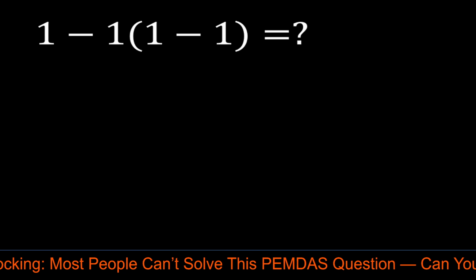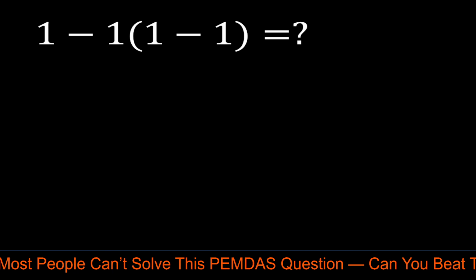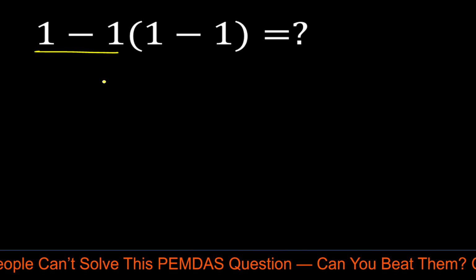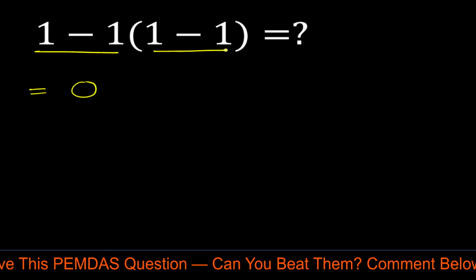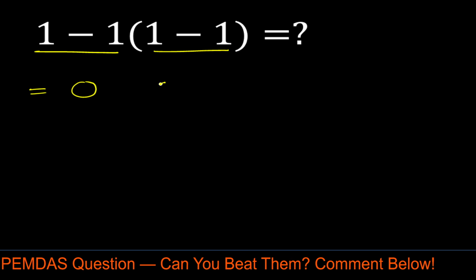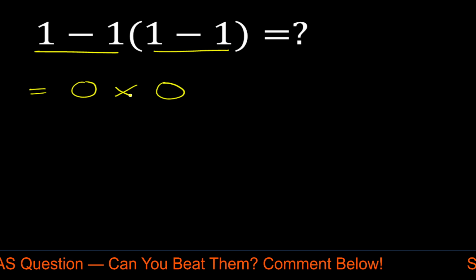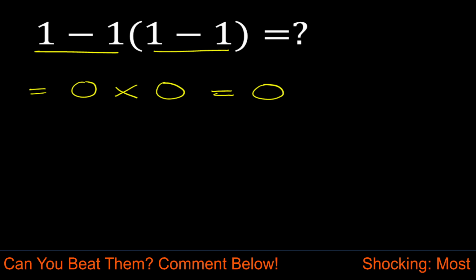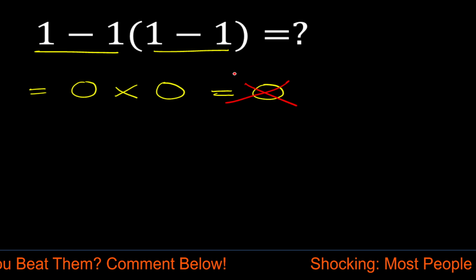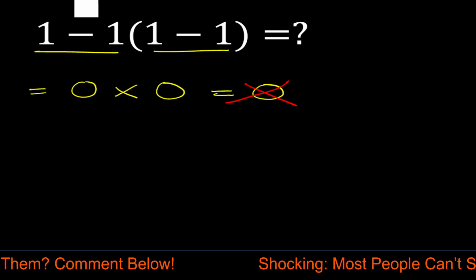So most people solve this question like 1 minus 1. So 1 minus 1 is equal to 0, right? Then again 1 minus 1. So 1 minus 1 is equal to also 0. Now 0 times 0. So 0 times 0 is equal to 0, right? But this answer is not correct. This answer is completely wrong.